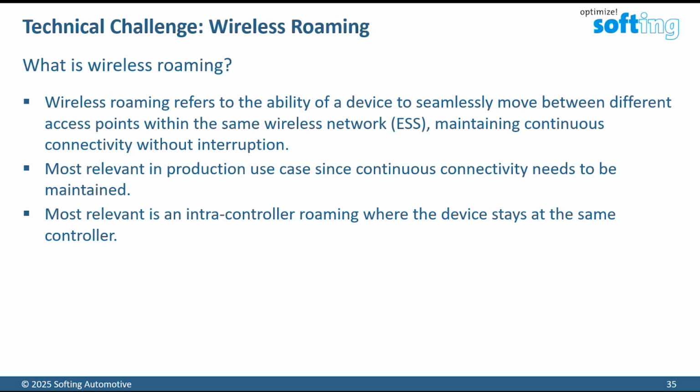Now we come to something that's called wireless roaming. Wireless roaming refers to the ability of a device to seamlessly move between different access points within the same extended service set with the same wireless network. You may remember a slide I've shown at the beginning that shows you the ESS, the extended service set. It should maintain a continuous connectivity, no interruption. Data should flow while it is conducting a roaming. This is most relevant in production when cars move on a production belt, for instance. But typically it's an intra-controller roaming. You don't have much inter-controller roaming without disturbance.